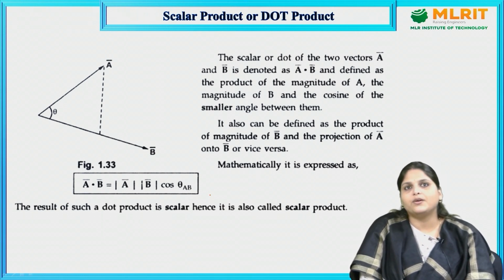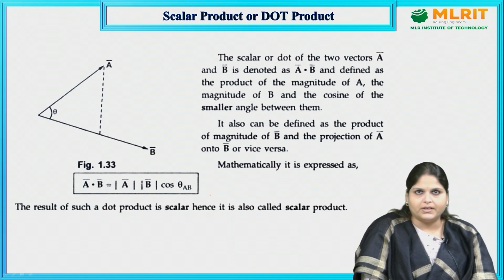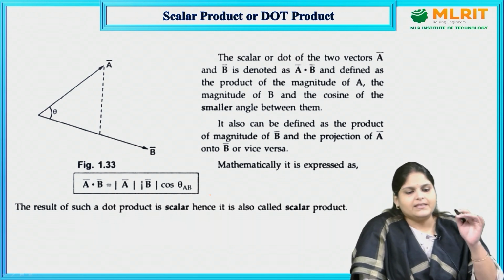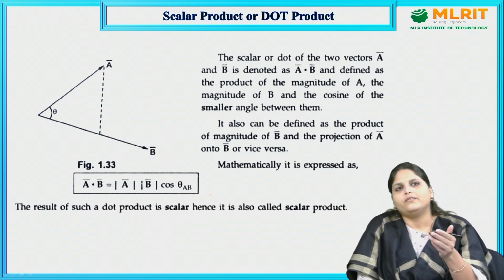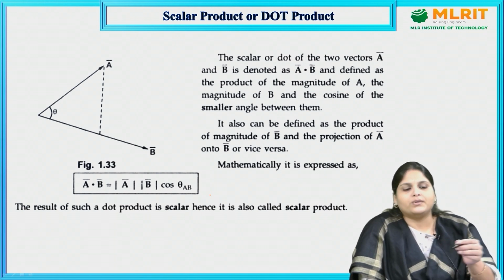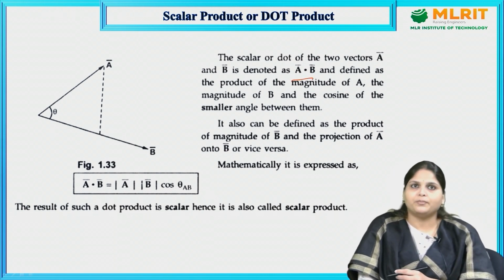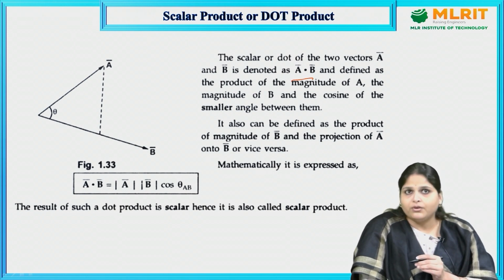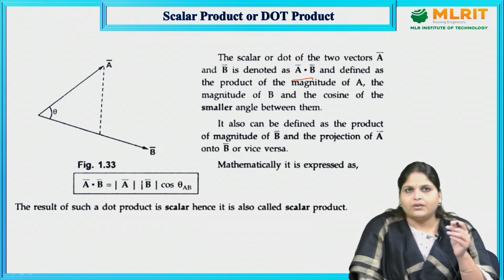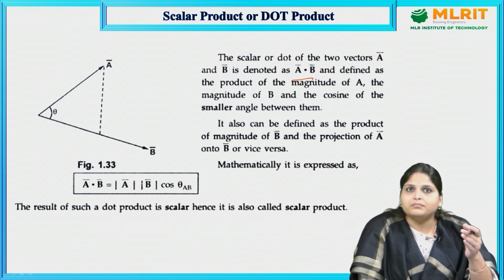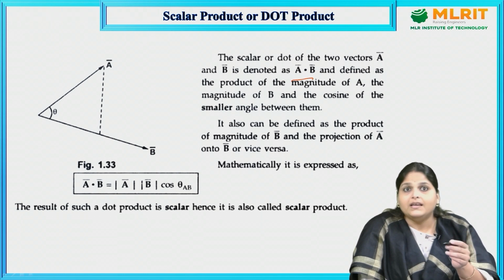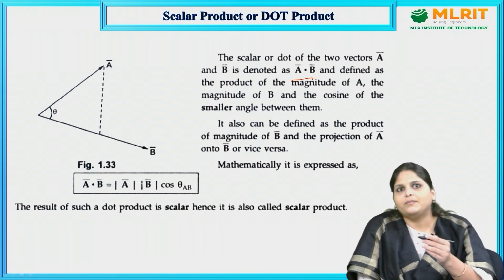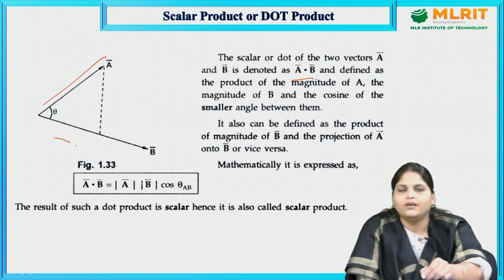So first one is scalar product, which is also called dot product. You can see the scalar or dot product of two vectors. You can take any vectors like vector A and vector B. It will be denoted by vector A dot vector B, and it is defined as the product of the magnitude of A, which you can call mod A, and the magnitude of B, mod B, and the cosine of the angle between vector A and vector B.